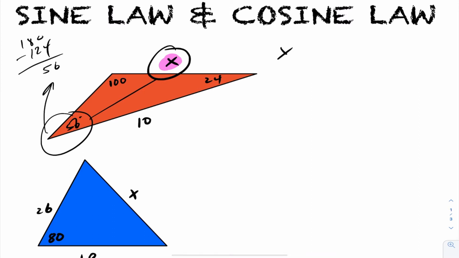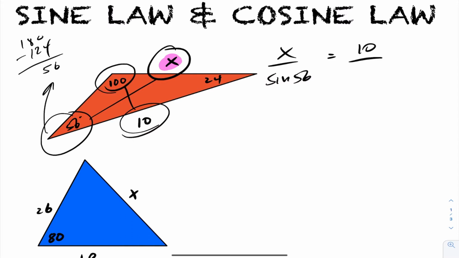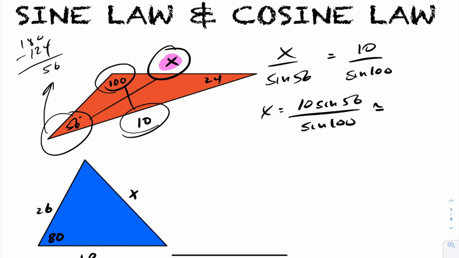So now I'm going to go x over sine of 56 is going to equal the length 10 in this case, divided by the sine of the corresponding angle, so sine of 100. And I can go ahead and isolate for x here. And when I isolate for x, I get approximately 8.42. All right, let's try another.